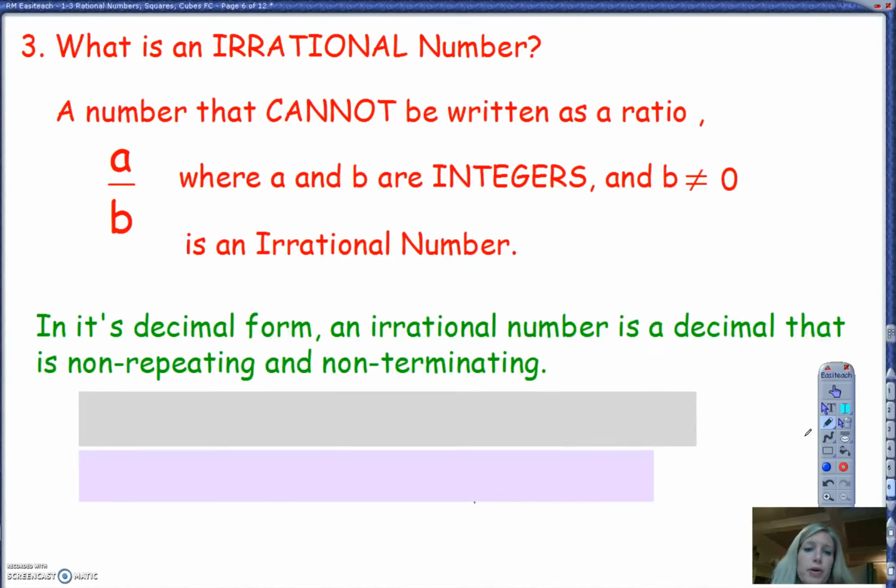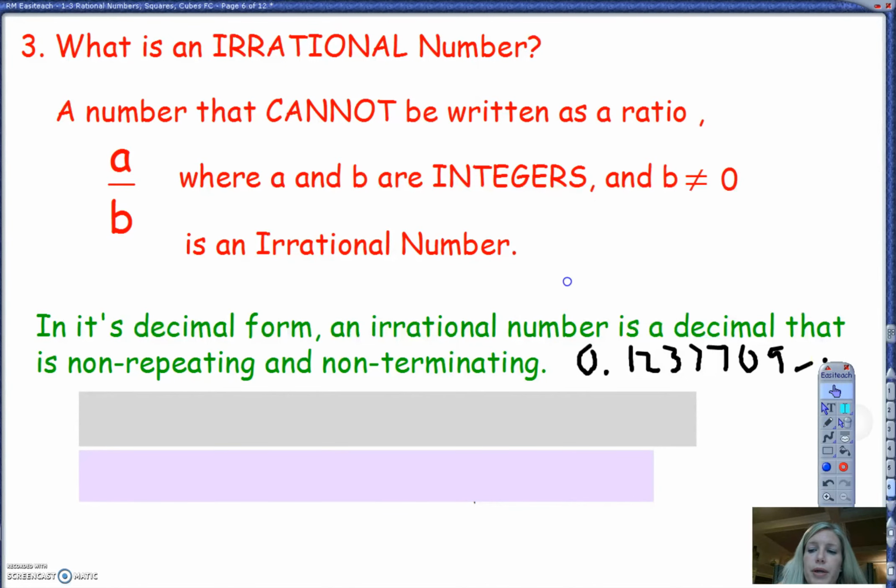So what all of that means: not repeating means it doesn't continually have the same thing where you could put the bar over it, the bar notation. And non-terminating means it doesn't end. So it goes on forever. So an example of what that means in decimal form is 0.1237709, and so on. Okay, it's just a number that goes on forever.